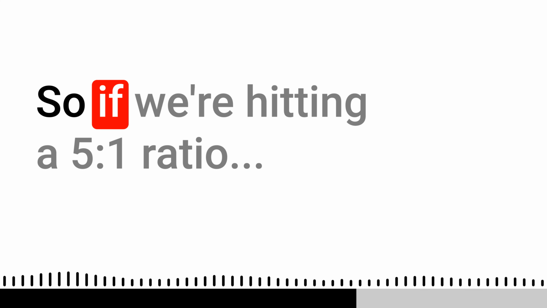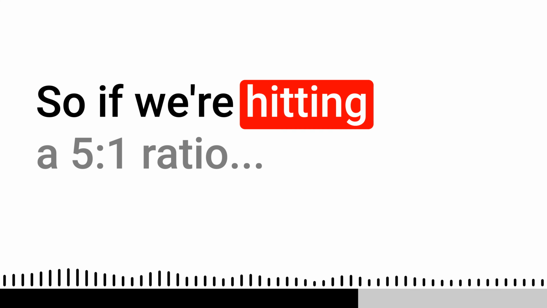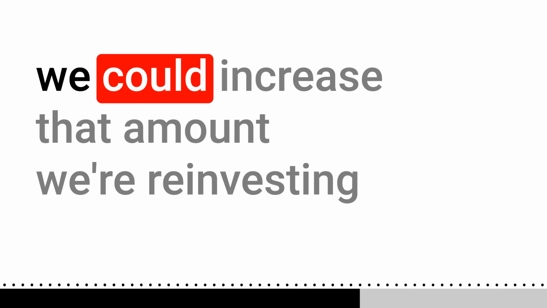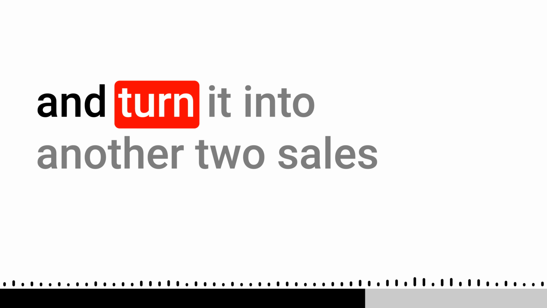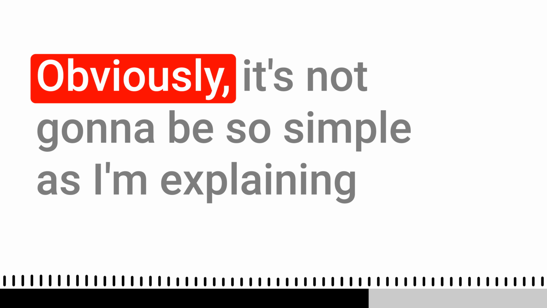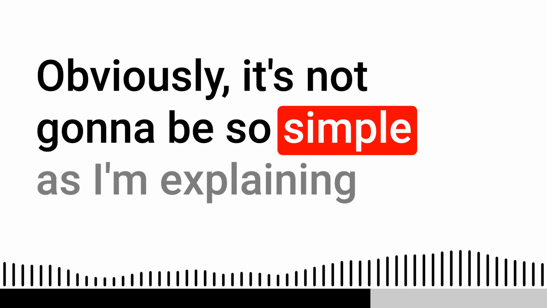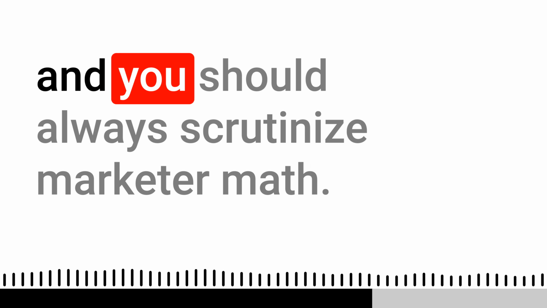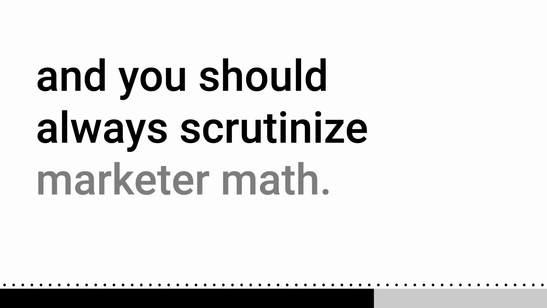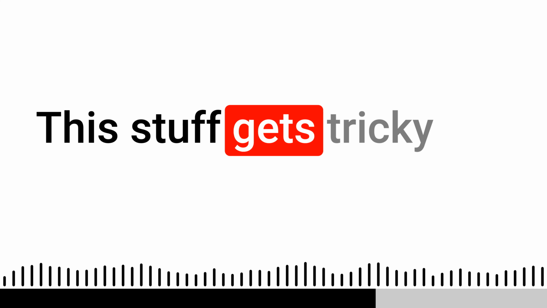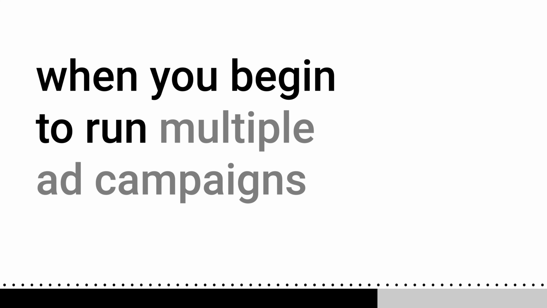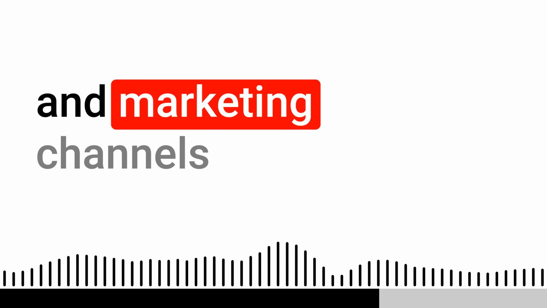We want to put that back into our ad campaign and hopefully earn an extra $2,000 sale. So if we're hitting a 5-to-1 ratio, we could increase the amount we're reinvesting to $1,000 from a $2,500 sale and turn it into another 2 sales and so on. Obviously, it's not going to be so simple as I'm explaining, and you should always scrutinize marketer math. This stuff gets tricky when you begin to run multiple ad campaigns and marketing channels.